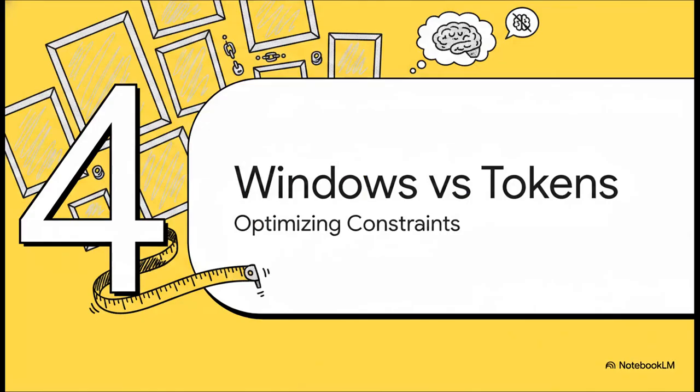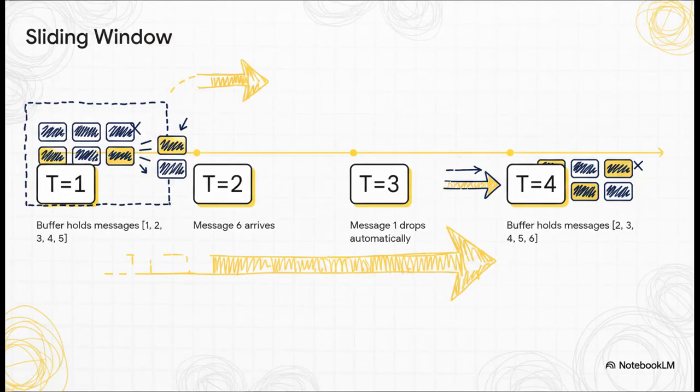Which brings us to Section 4, sliding window versus tokens, and how to optimize those constraints. Let's look at how the traditional sliding window behaves. It physically rolls forward over time. Imagine your buffer is currently holding messages 1 through 5. The absolute second that message 6 arrives, message 1 is instantly dropped to maintain that strict 5-message limit. It's a straightforward first-in, first-out protocol that guarantees you're always keeping the most recent context.